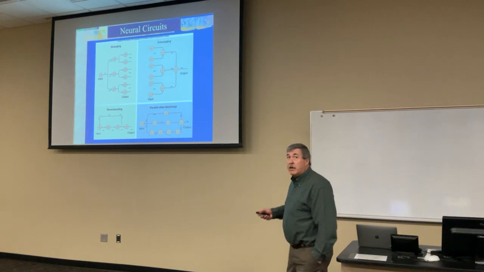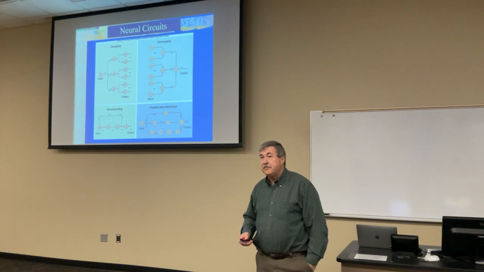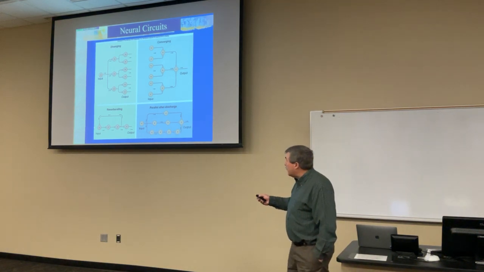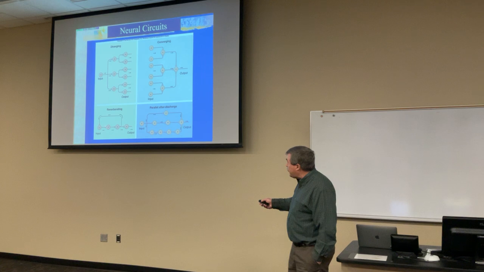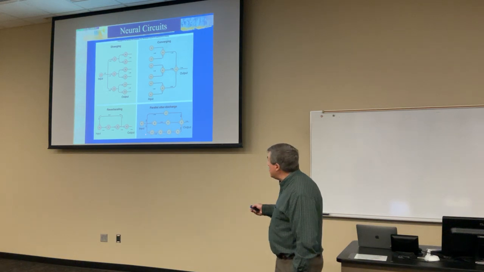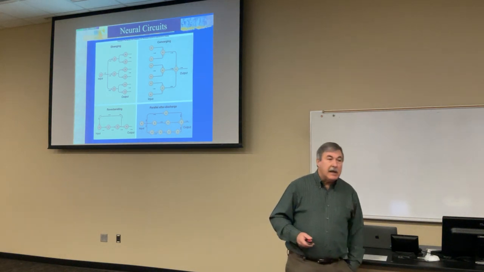Another type of neural circuit is called a reverberating circuit. So in a reverberating circuit, you have a neuron at the beginning that stimulates a whole series of neurons. But one of the neurons near the end of the series has a branch that feeds back to the beginning of the circuit.